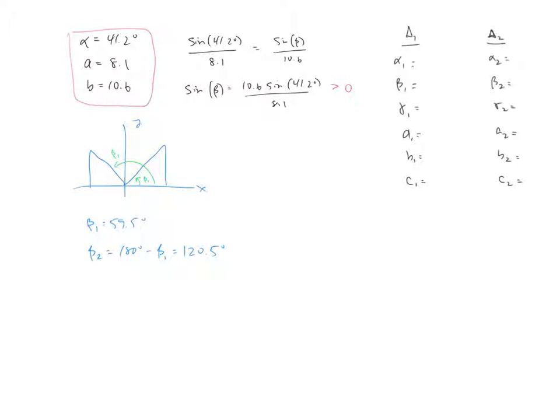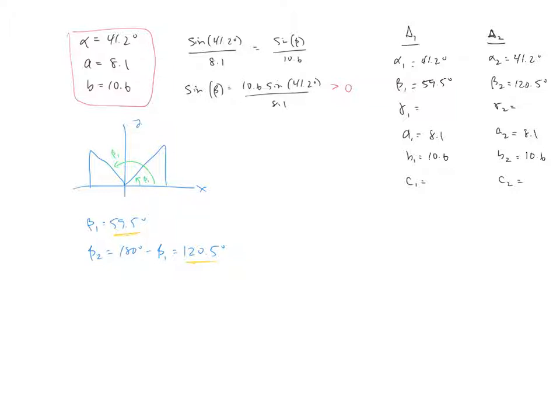Now, the given information has to be in both. So our alpha would be 41.2 degrees on both of these. A would be 8.1 on both. B would be 10.6 on both. And then we found from just a moment ago our beta 1 and beta 2. So beta 1 would be 59.5 and beta 2 would be 120.5. So it leads us to now just complete the two independent triangles the same way as we would have before.